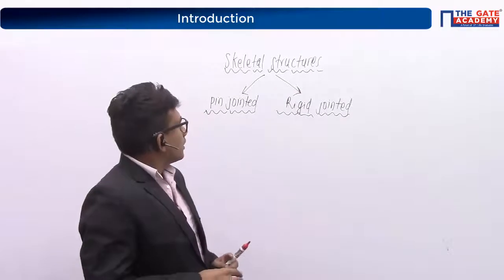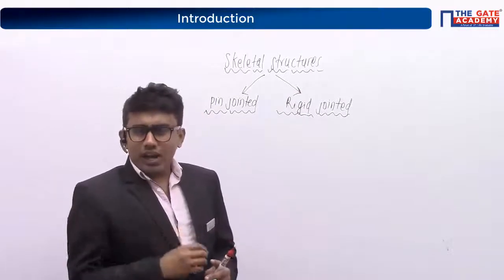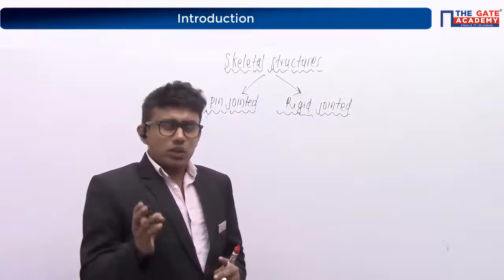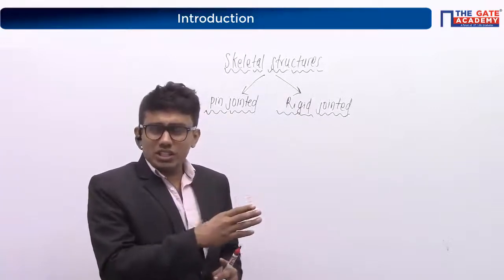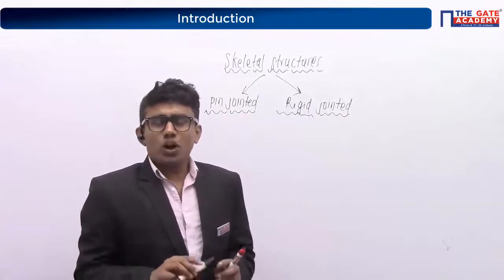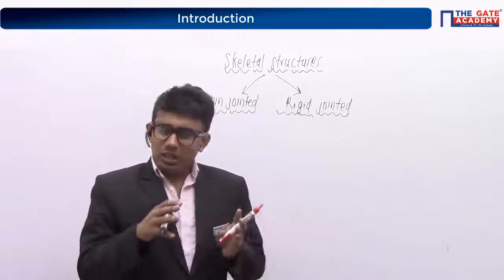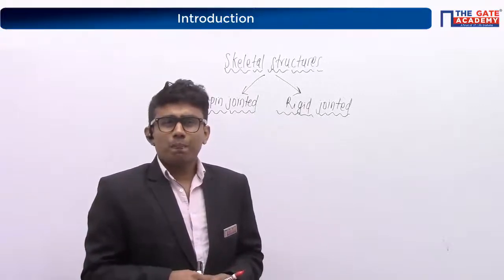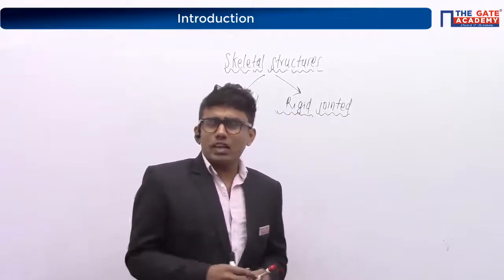Yes. The skeletal structures are classified based on the type of joints present in them. First one is pin jointed structures and rigid jointed structures. I am asking you, what is the basic difference between a pin joint and a rigid joint? Anyone? What is a pin joint and what is a rigid joint?